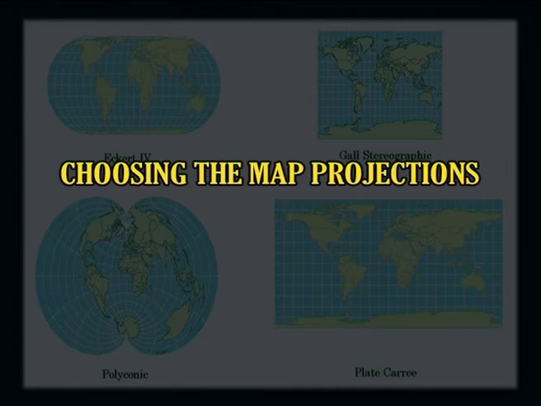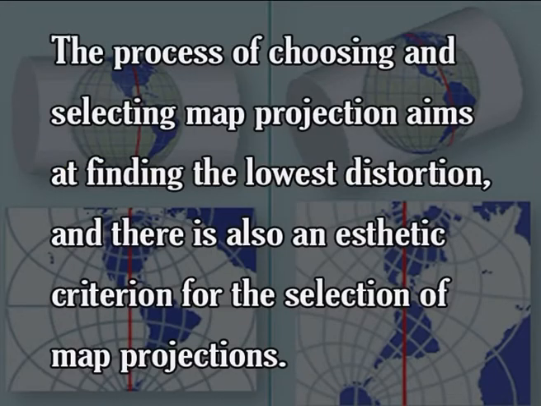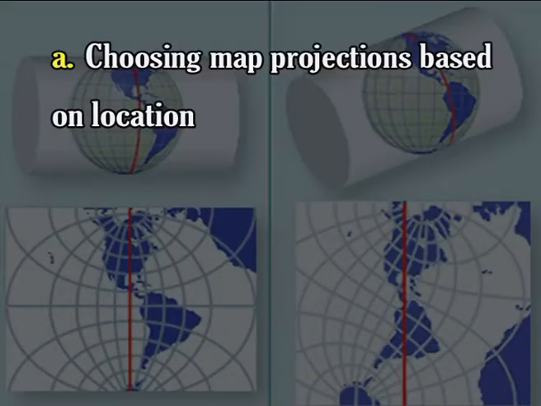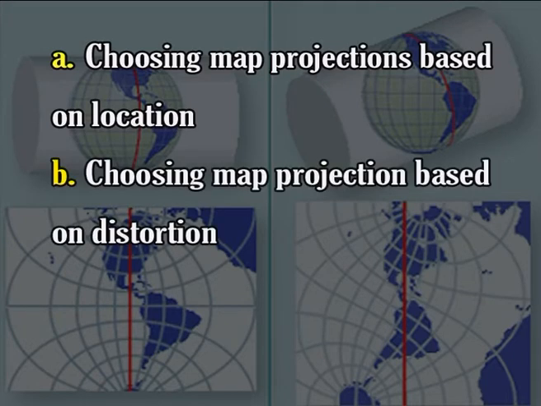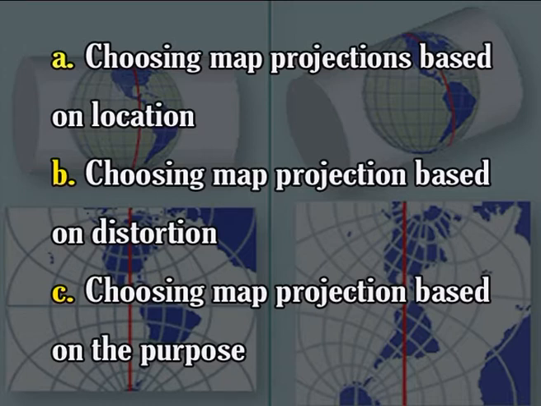Choosing the map projections. The process of choosing and selecting map projection aims at finding the lowest distortion, and there is also an aesthetic criteria for the selection of map projections. Personal taste and the projection's influence on the overall map design are additional major selection criteria. Choosing map projections based on location, based on distortions, and based on the purpose are the three ways in which the selection of projections can be conducted.